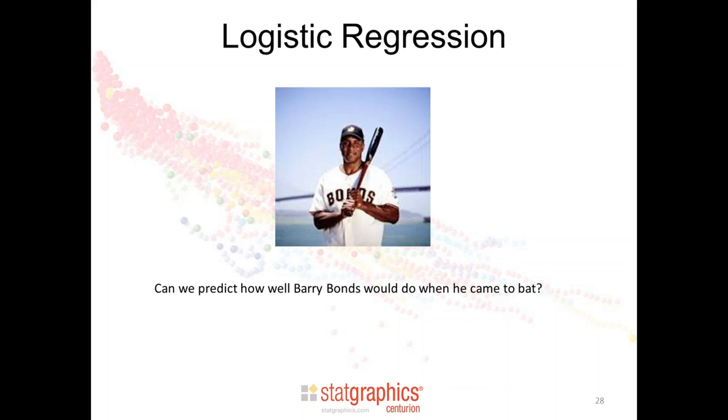He was, though, a superstar and definitely quite good at getting on base. He played, incidentally, for the San Francisco Giants, and you can see a picture of the Golden Gate Bridge behind him. What I'm going to do is look at how Barry Bonds did in the year 2001 and see if I can come up with a mathematical equation to predict how well he'd do when he came to bat.